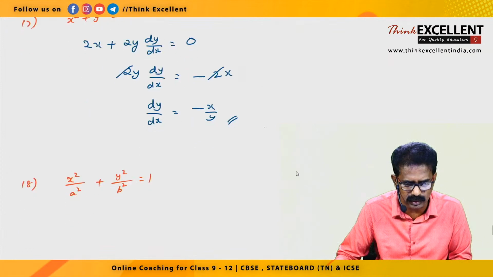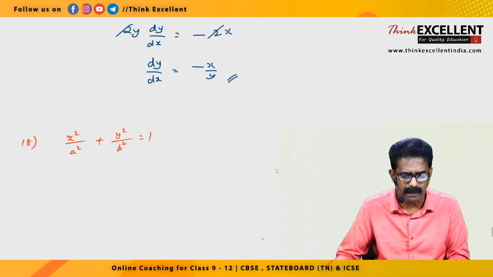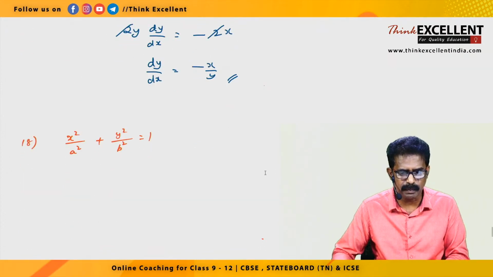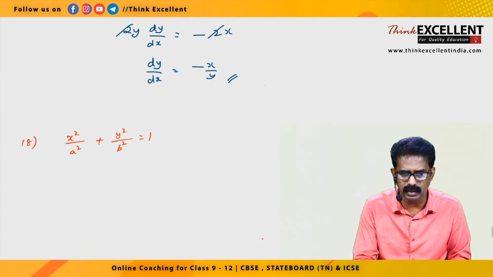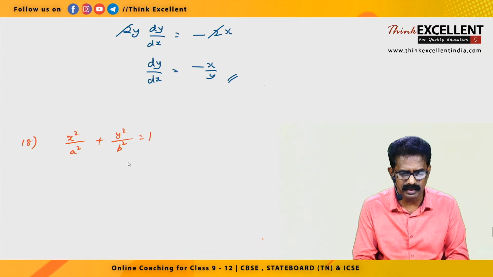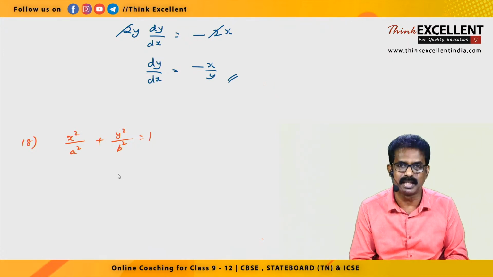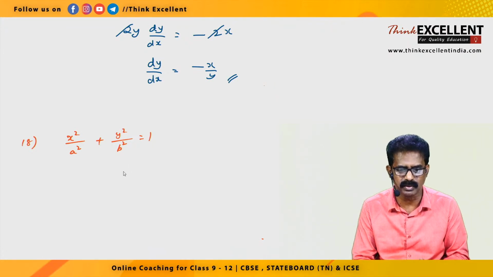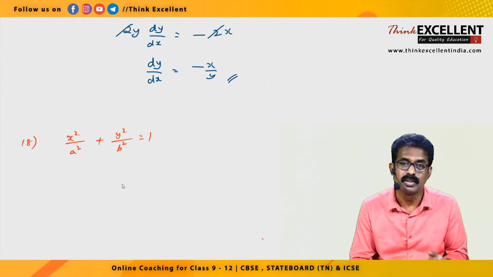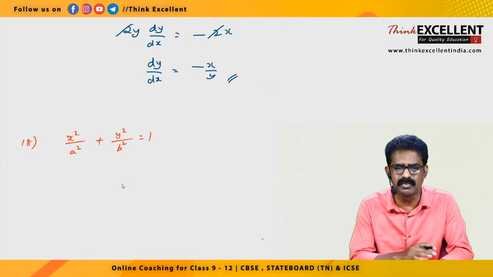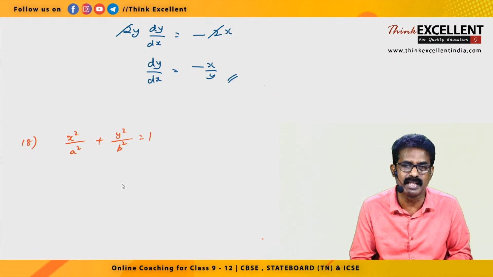Just another 2-3 questions. Look at this. X square by a square plus y square by b square equal to 1. 12th standard students, by seeing this immediately you can recall, right? This represents what? Ellipse, right? Yes, it is an ellipse. X square by a square plus y square by b square equal to 1. So it is an implicit function. X, y, everything mixed together, right? So we want to find dy by dx.